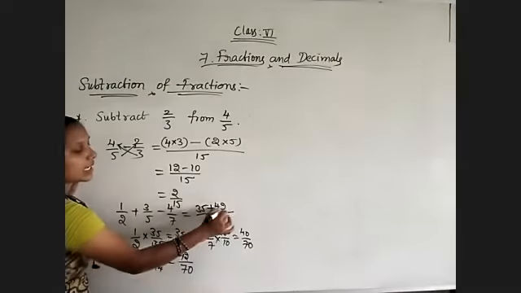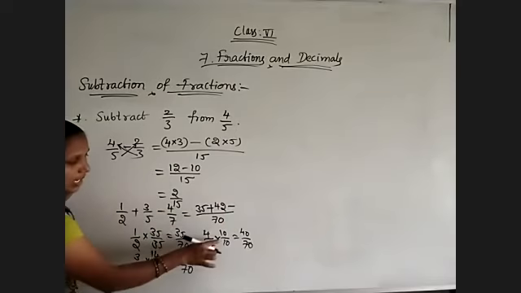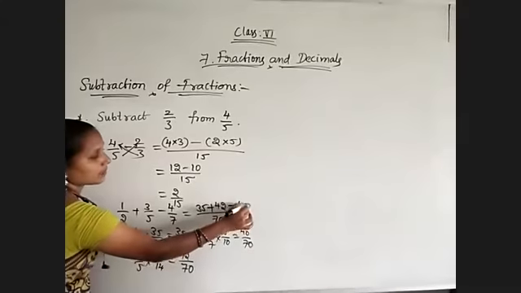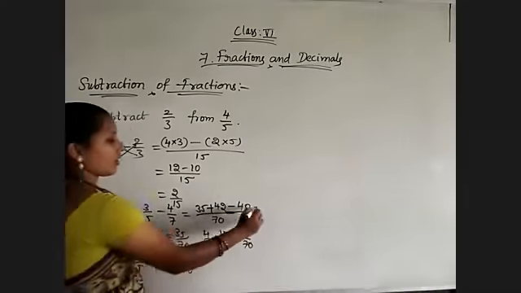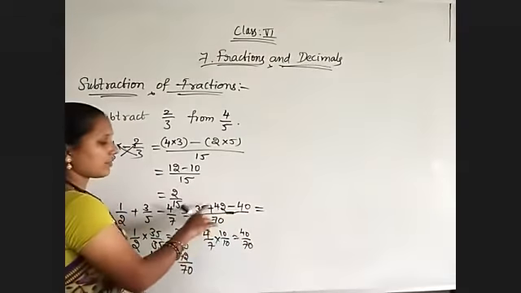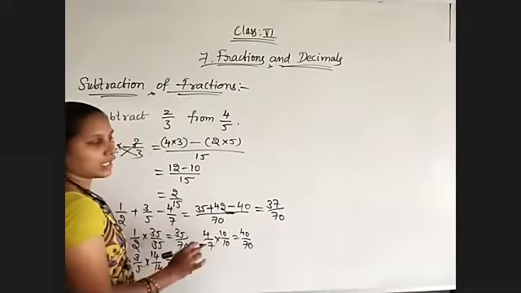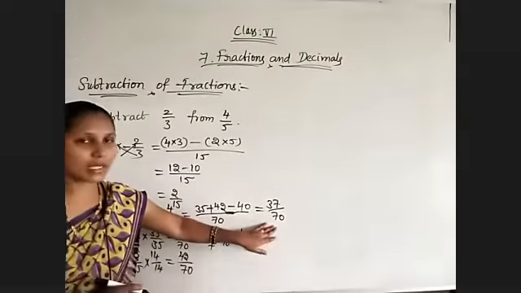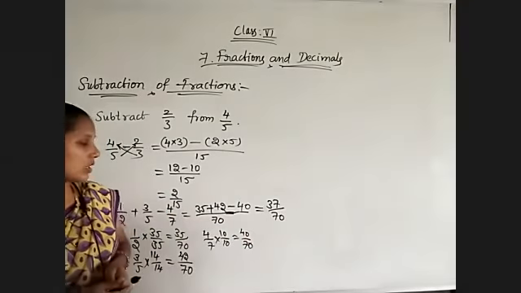Between them we have the plus sign, and after that minus, so the last fraction we have 40. Which is nothing but 42 minus 40 we will get. So 35 plus 2, 37 by 70. So 37 is a prime number, so here there is no cancellation. Already it is in the simplest form and it is a proper fraction, that's all.